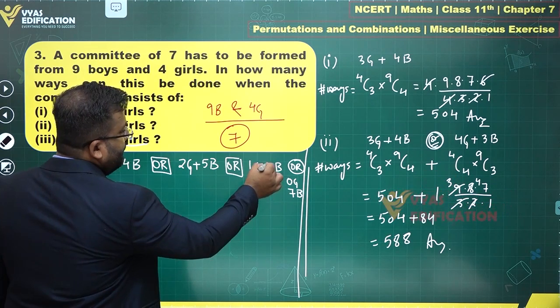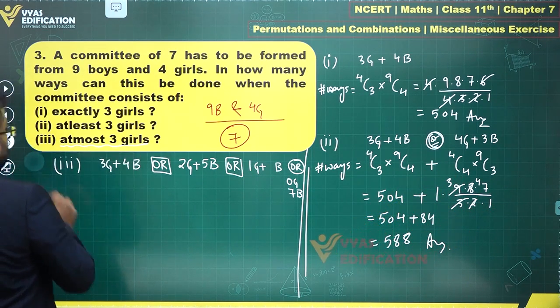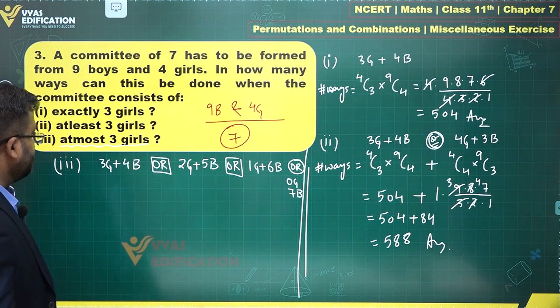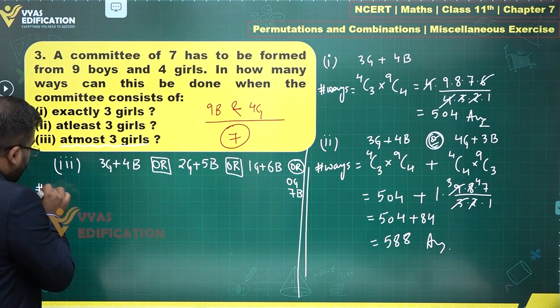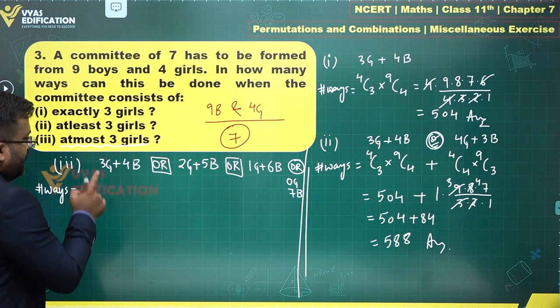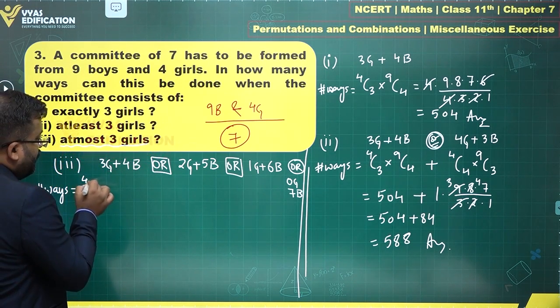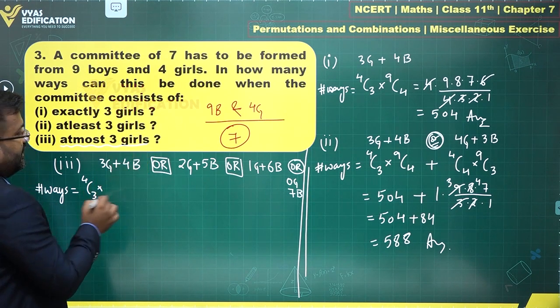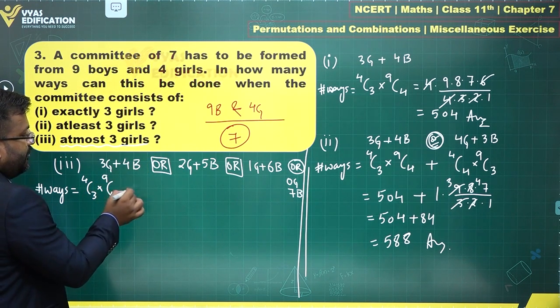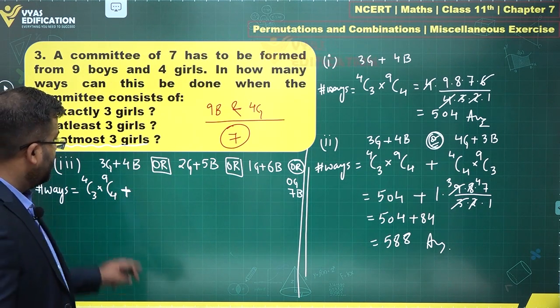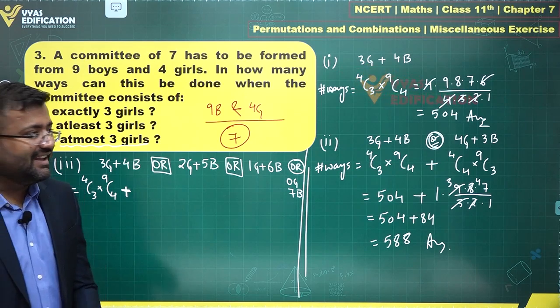Right. So next, once we know that these will be the 4 different cases, let's calculate the values. So number of ways will be equal to what? 3 girls and 4 boys. So out of 4 girls, 4C3 times 9C4 is what I get, plus, since this is an or, we've already understood the logic behind or. Fundamental theorem says that you'll have to add the other cases.